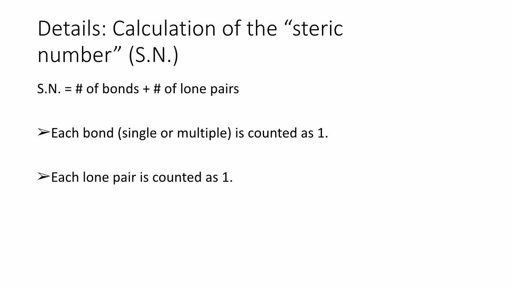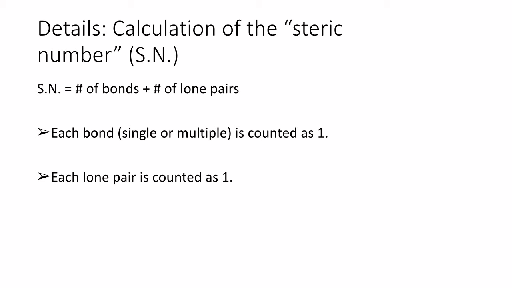Now, when you do the calculation, you basically add up the number of bonds the central atom has, and add all the lone pairs that it has. And we already discussed how to calculate the number of lone pairs on the atom. Now the number of bonds here is essentially the number of ligand atoms that form chemical bonds with the central atom. Even if you have a multiple bond, it's still counted as one bond. Now each lone pair is counted as one.